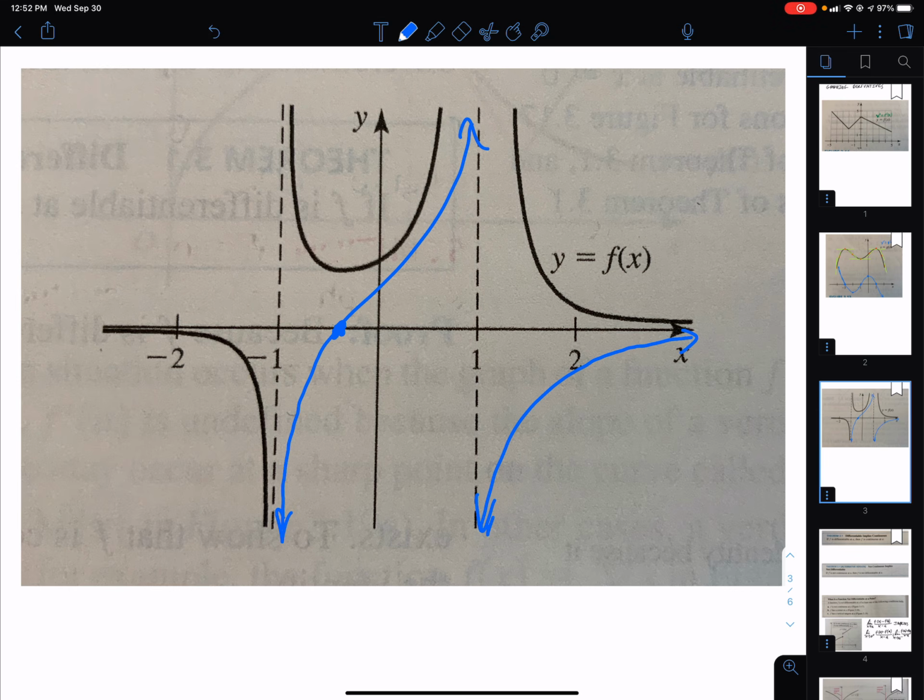Then on the left side, you will notice negative slope, negative slope, negative slope, negative slope, negative. They're all negative, but it's almost 0 here, and it becomes bigger and bigger negative as I move right. So there is the graph of the derivative of this function.